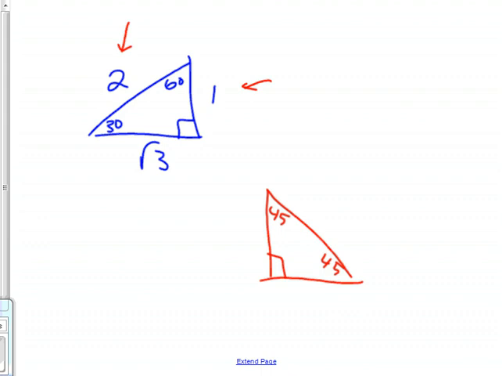You remember that one? Nope. That was a classic triangle, but it's not this one. Yes? 1, 1, and then 1. 1, 1, and square root of 2. You are correct, sir. Memorize these 2 triangles.